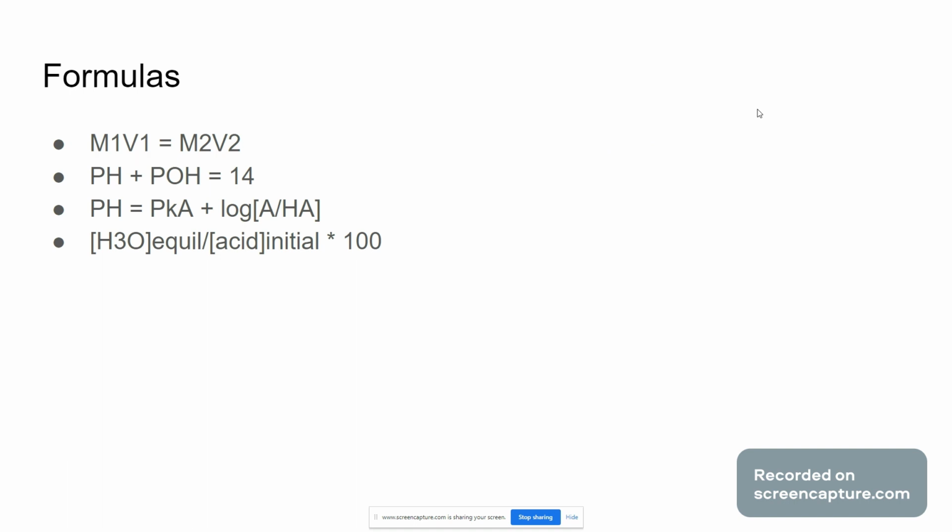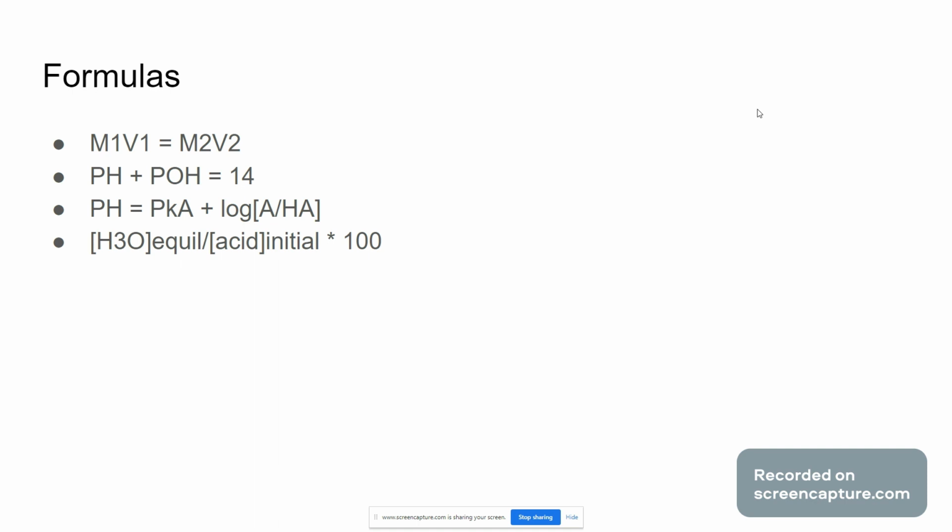M1V1 equals M2V2. You use that one when you're doing a titration usually, and if one variable is unknown, for example, you knew the volume of the first one and the molarity and volume of the second one, and you're trying to find the molarity of the first one. The pH plus pOH equals 14.